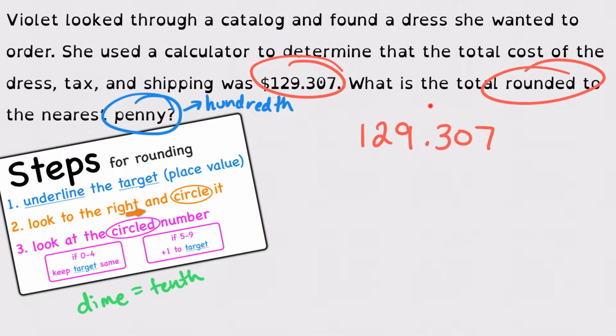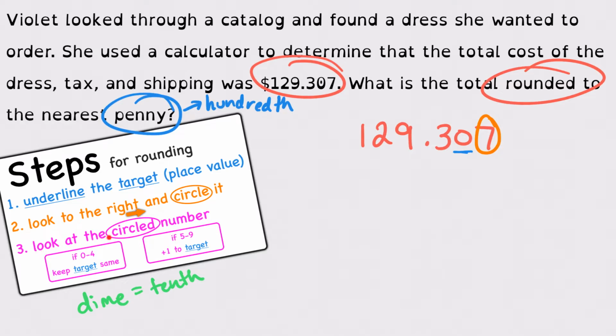So now we can go ahead and round. We're going to round this number using our steps. So step 1, underline the target place value. Well, our target is the penny, which we said means the hundredths place. So if we think about place value, remember, this is our tenths, next is hundredths. So we're going to underline that 0. Step 2, look to the right and circle it. So I'm going to look to the right of that target and circle it.